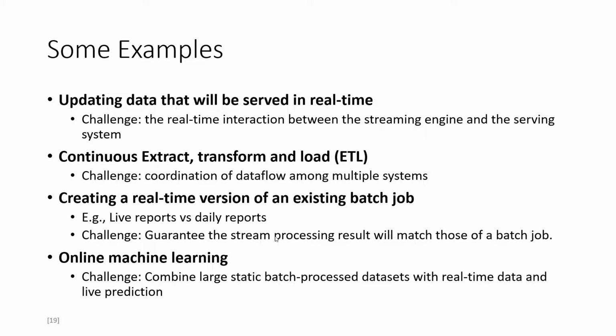The fourth type of application is online machine learning, where in order to train a model, we need to combine large static batch data with real-time data and then make predictions in real time using the trained model. For all of these applications, the main challenge is not applying some stream processing operation to a streaming data set. The challenges are something else. Sometimes it is about orchestrating data flow across multiple systems. Sometimes it is to have a complex machine learning system that combines data from different sources and so on.